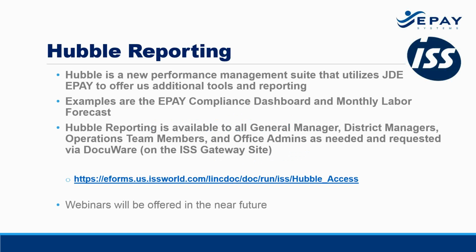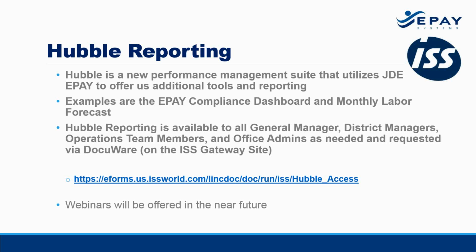Now, Hubble is a new performance management suite that utilizes JDE and ePay to offer us additional tools and reporting. Examples, like I said, are the ePay compliance dashboard and the monthly labor forecast. There are some other reports, like a budgeting report and a couple the finance team uses as well. Quite a variety of reporting and analytics that we put together for you. Now, this is going to be available to all general managers, district managers, operations team members, and office admins as needed and as requested.